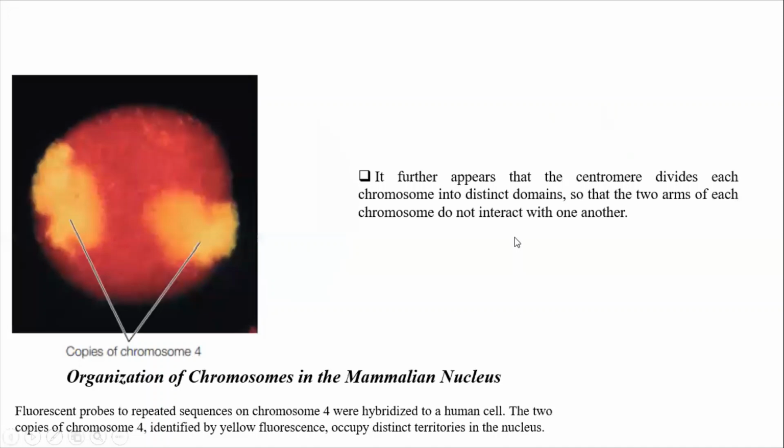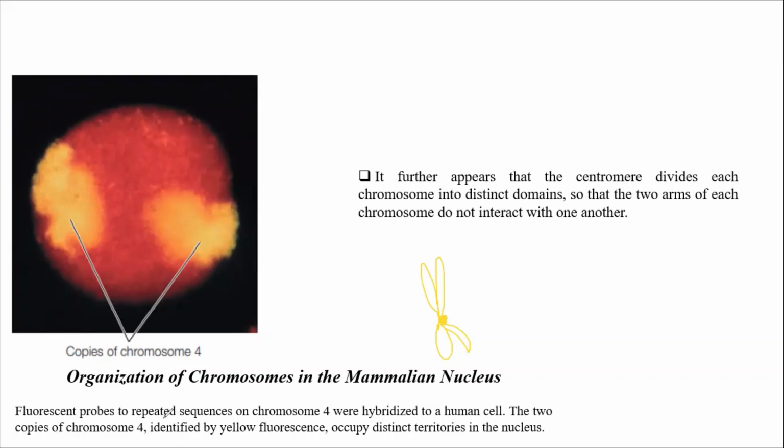Now, this is another, just with the help of all those fluorescent probes, they have confirmed. So it further appears that the centromere divides each chromosome into distinct domains so that the 2 arms of each chromosome do not interact with one another. So we know what is the function of the centromere. So here you have got the centromere, right?